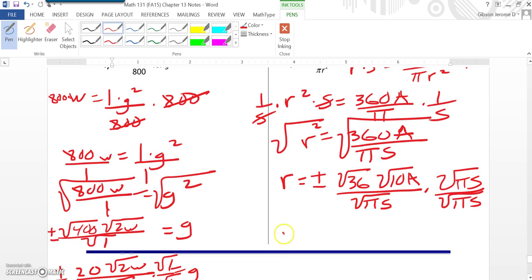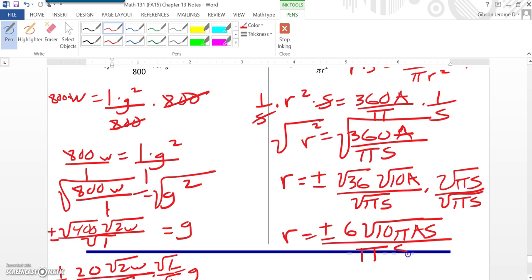So now we have R is equal to plus or minus. The square root of 36 is 6. The square root of 10A times pi S will give the square root of 10 pi A S, all over pi S. This will be the final answer. And we are done with section 13.5.